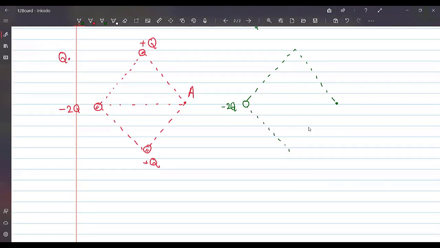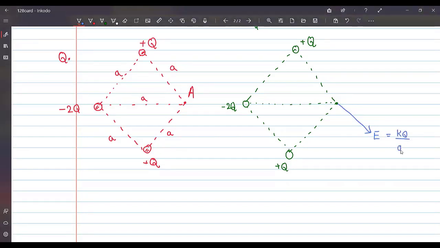Try to solve it. Once you have learned the value of electric field and the direction, all that is required is just this. So plus Q will give electric field away from this point. And to mention, these are equilateral triangles, two equilateral triangles. So electric field will be away, and the value will be KQ upon A square. For this also, electric field will be E because it is KQ upon A square.